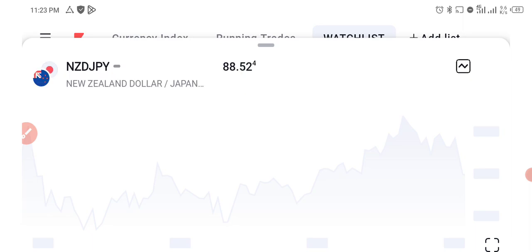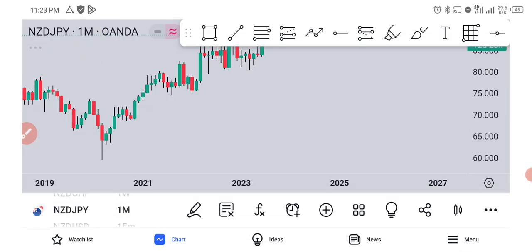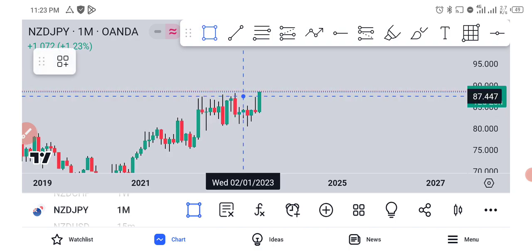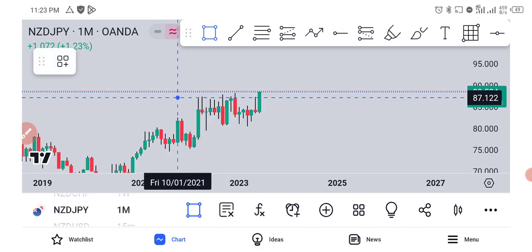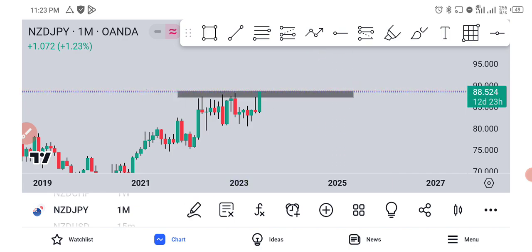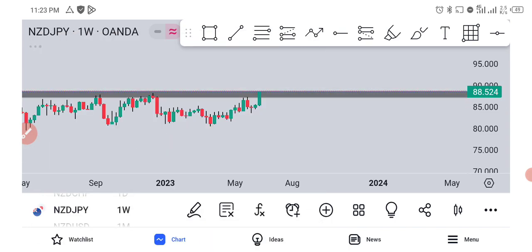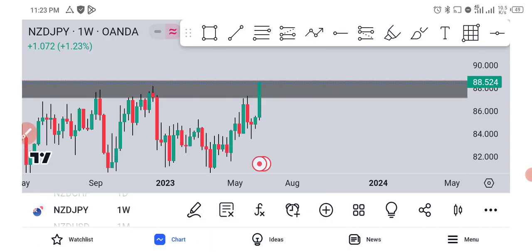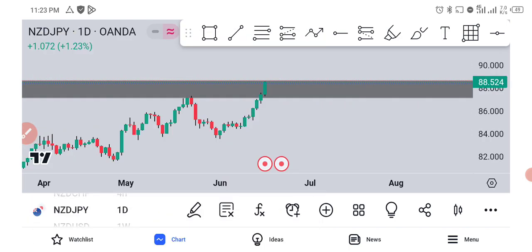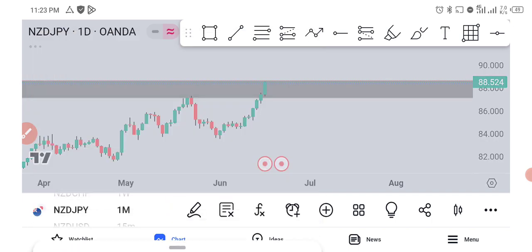NZD JPY. From our monthly perspective, the market is testing a very strong resistance area to push to the downside. Now on the weekly time frame, nothing is interesting from here. Daily time frame, nothing is interesting from here, so this pair is off.